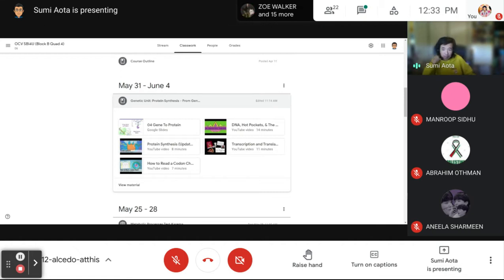I've just started marking them because I just finished the photosynthesis gizmos this morning. So I've just started marking the other blocks.